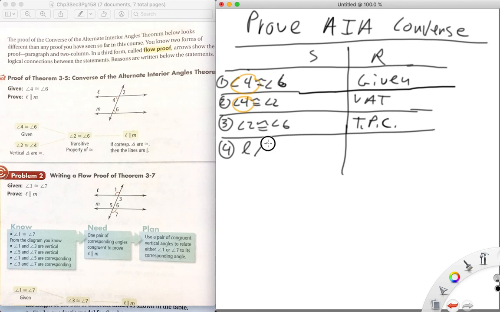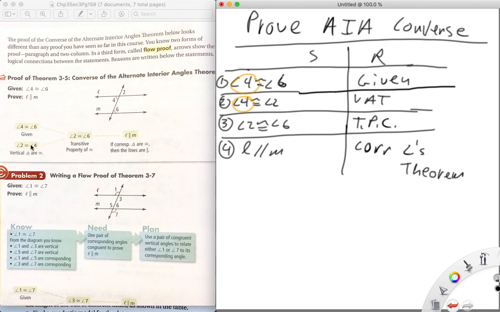line L is parallel to line M because of the corresponding angles postulate. No, corresponding angles theorem. In this class, it's theorem. Okay.